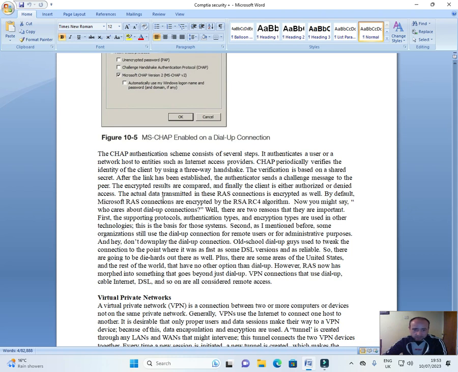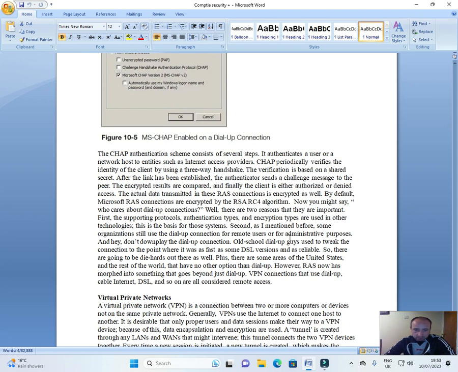The actual data transmitted in these RAS connections is encrypted as well. By default, Microsoft RAS connections are encrypted by the RSA RC4 algorithm. Now you might say, who cares about dial-up connections? Well, there are two reasons that they are important. First, the supporting protocols, authentication types and encryption types are used in other technologies. This is the basis for these systems.